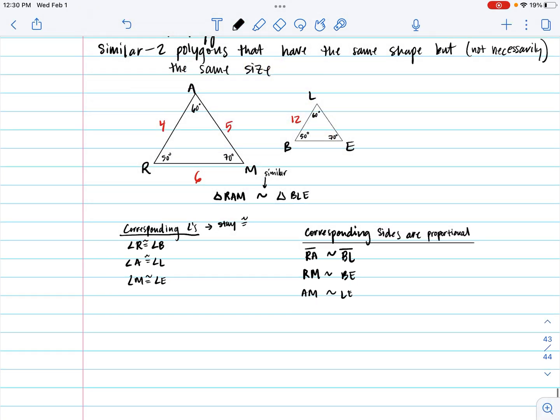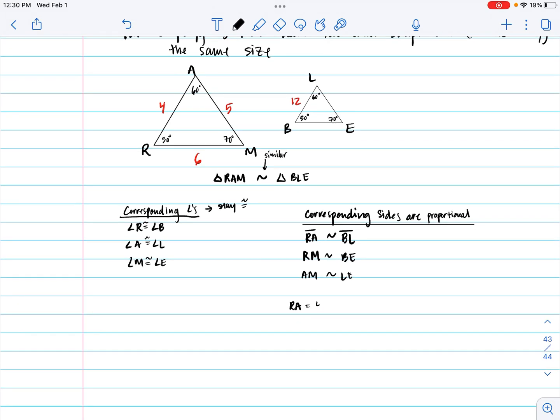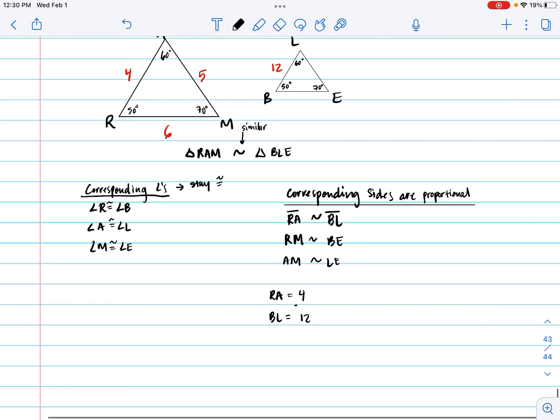Since RA is equal to 4, and then on the smaller triangle, I should have used a smaller number. It's okay. BL is equal to 12. We're going to organize it as so, 4 over 12. I personally like to organize it like this: first triangle, second triangle, or bigger, smaller, smaller, bigger, however you want to do this. And we're going to create a proportion.